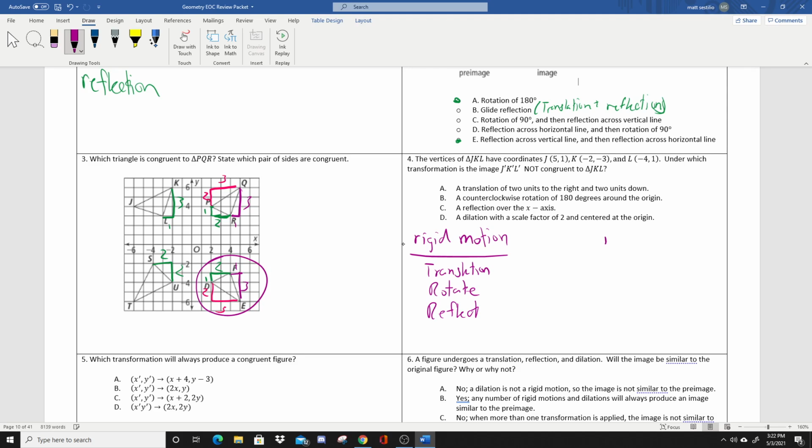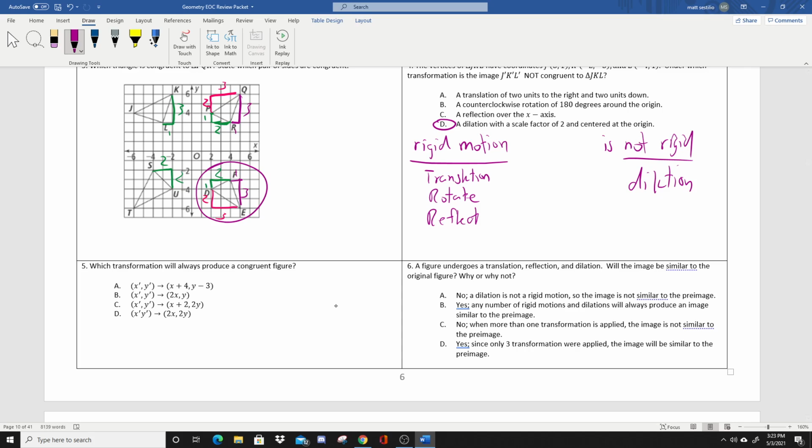The only thing that is not rigid is a dilation, right? Because a dilation shrinks or expands it. So a dilation would double the size of it, which means it's not going to be congruent anymore.